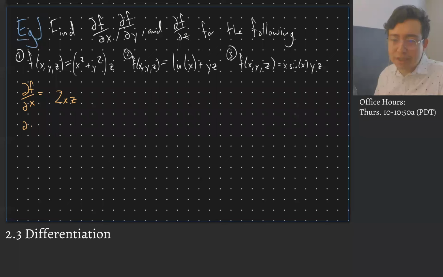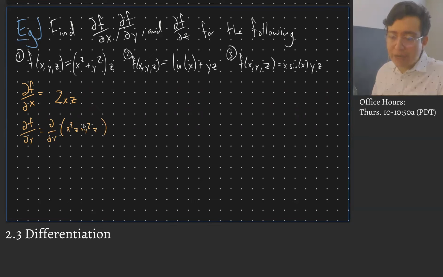Let's move on to df dy. This is going to be similar, right? So the derivative of all of this, remember, you can pull the z out. You can also distribute the z through here, and maybe that'll make it easier for you. So this is like d dy of x squared z plus y squared z. Now, as we're taking the derivative with respect to y, this first term, as y changes, this doesn't change. So the rate of change is 0.